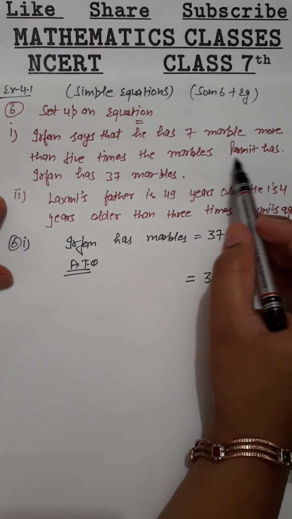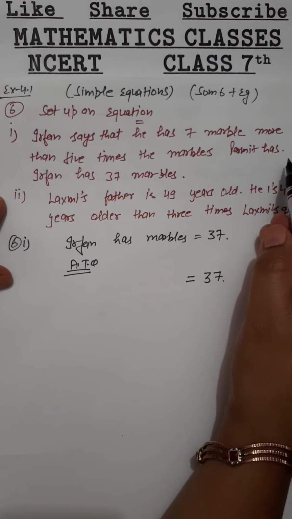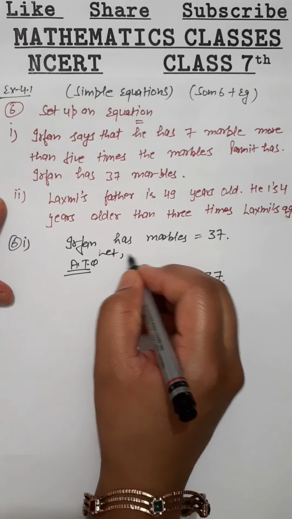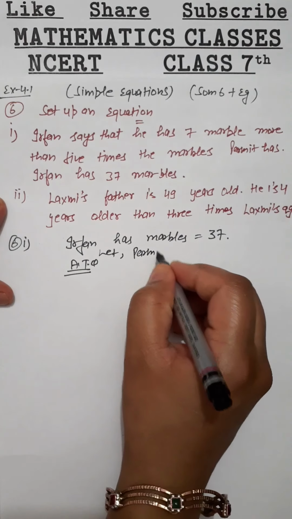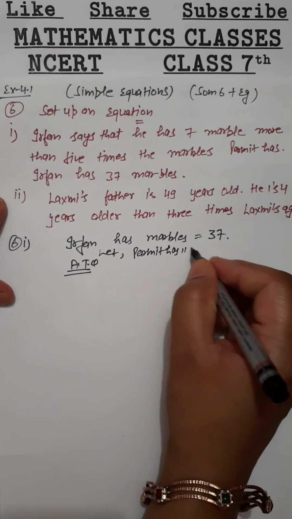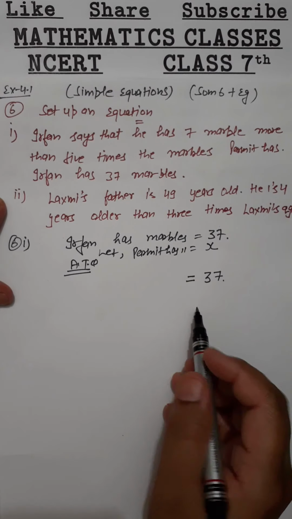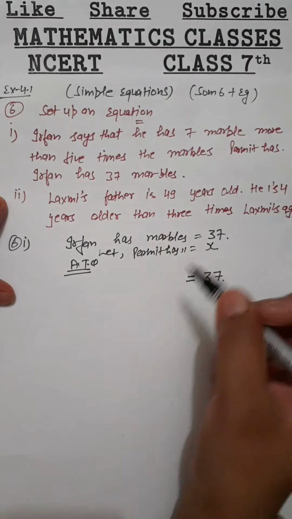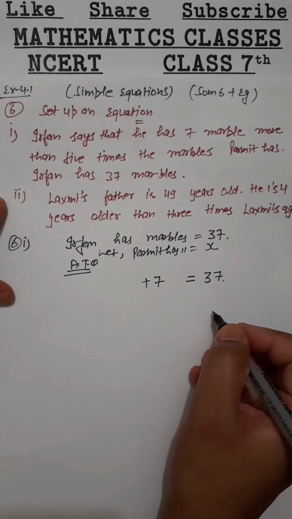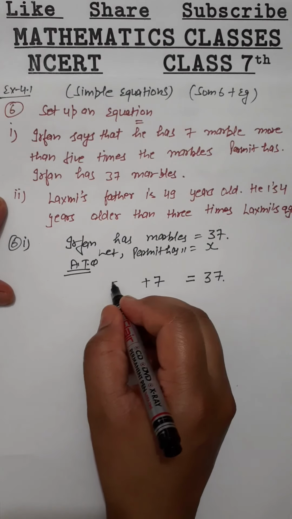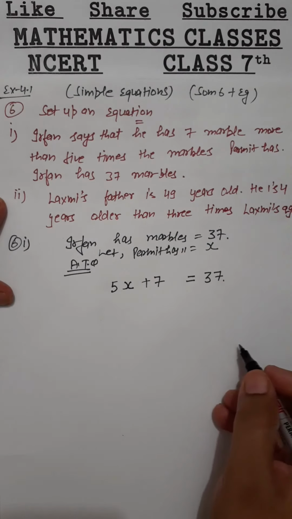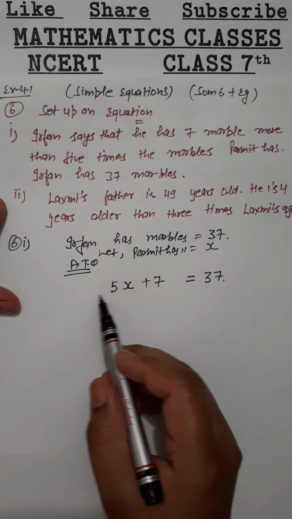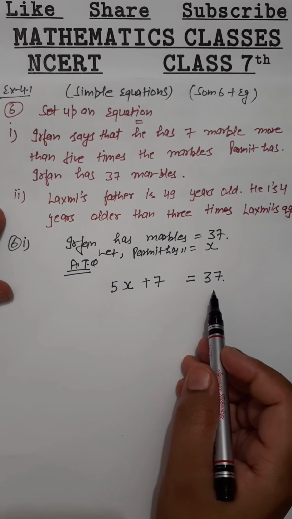5 times the marbles Parmeet has. Then let us take Parmeet has x marbles. Then according to the question, 7 more, plus 7, then 5 times the marbles, 5x. 5x plus 7, that is Irfan's marbles, in numeral that equals 37.